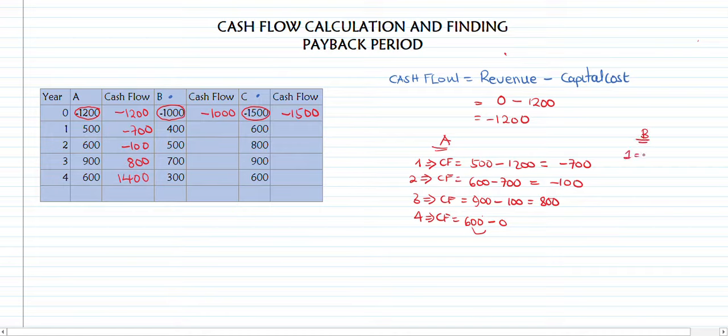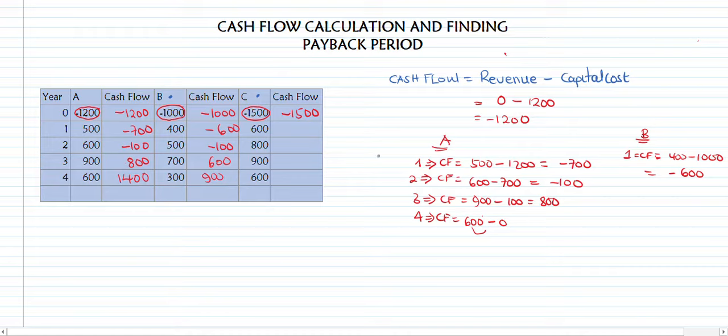For year one, cash flow will be what? 400 minus 1,000, and that's what? 600. Then 500 minus 600, that's negative 100. Then 700 minus 100, that's what? 600. Then now I'm in my profit zone, so I'll add my 300 to my 600. That'll give me what? 900.